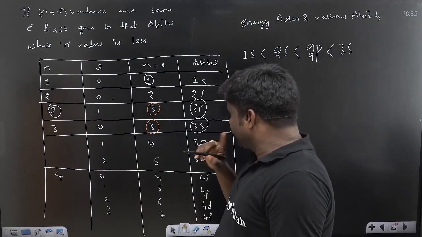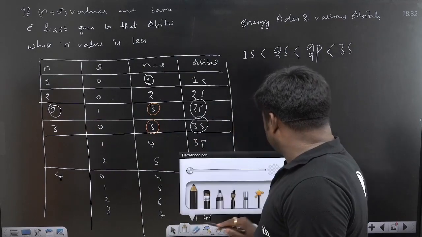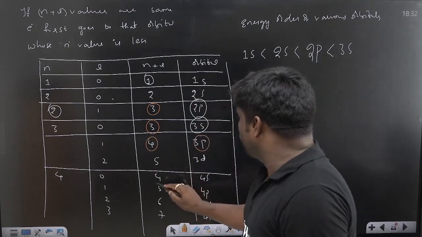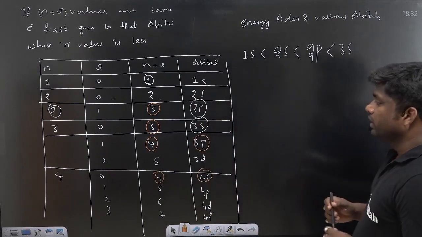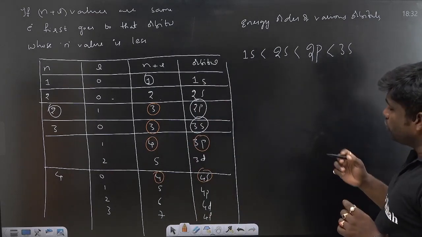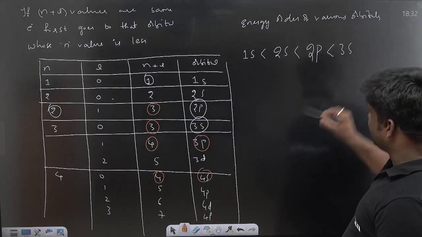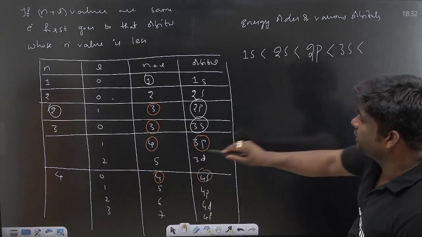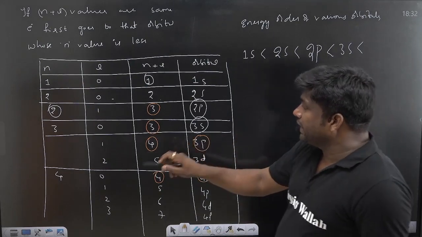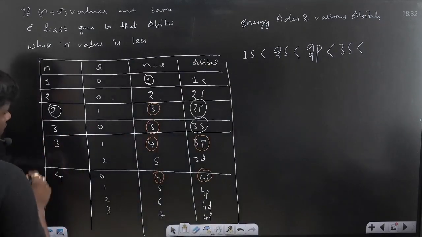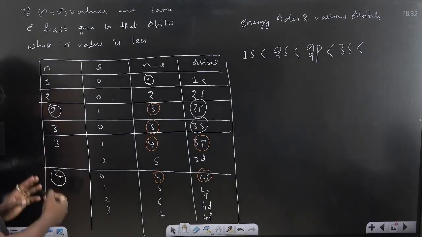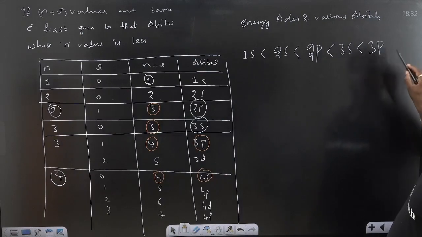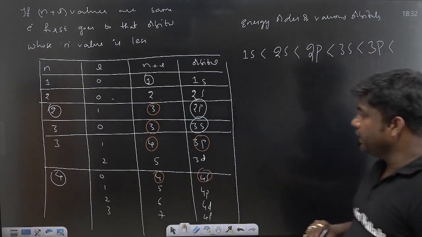Then what next? 4. The n plus l value is same for, see carefully now, 3p and 4s; it is 4 for 3p and 4 for 4s. So which orbital will the electron go to now? After 3s, it goes to 3p, because here the n value is 3 and there the n value is 4. It goes into the one whose n value is less. Therefore it goes to 3s, 3p. After that, what comes? 3d or 4p.